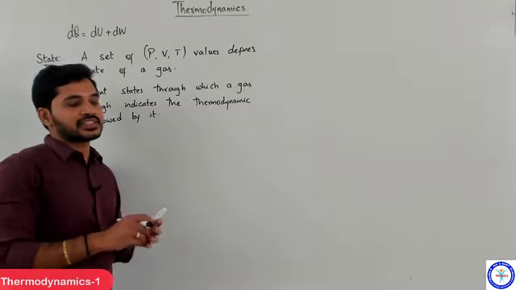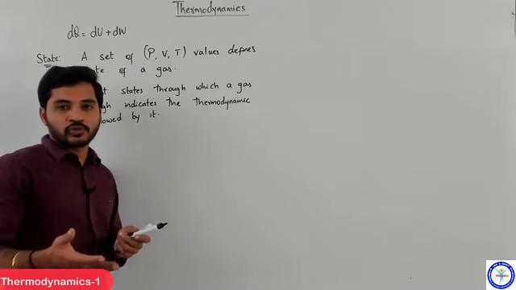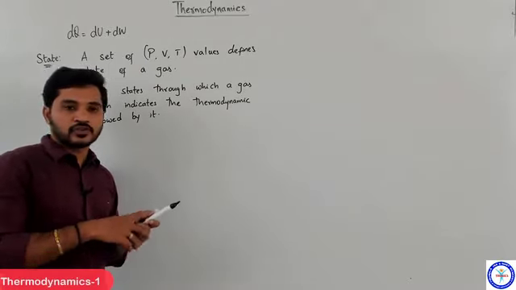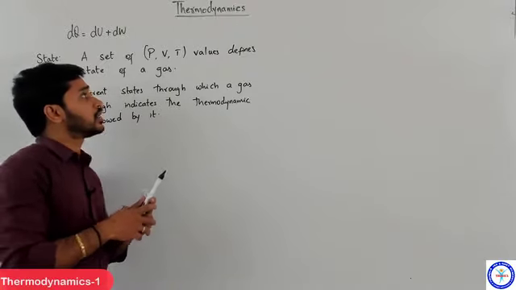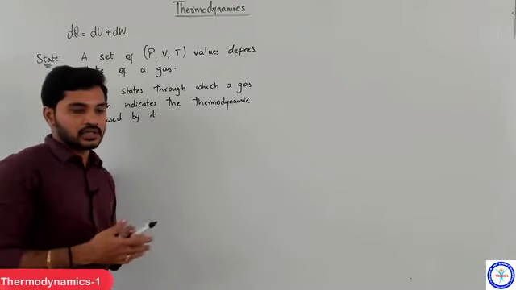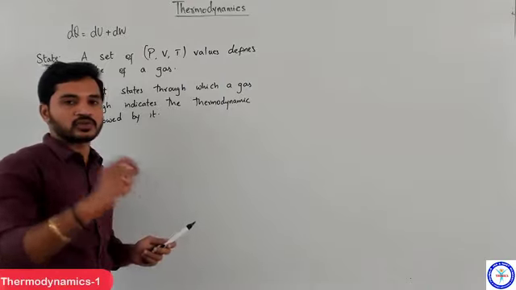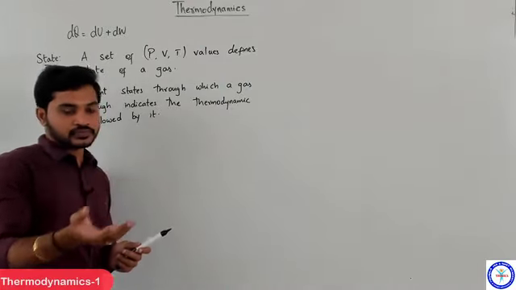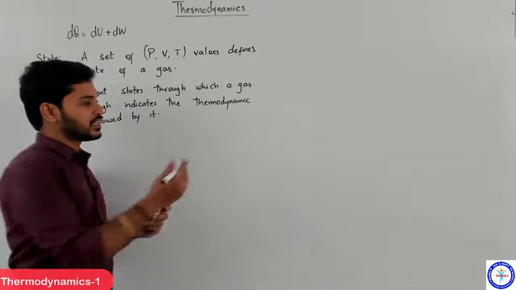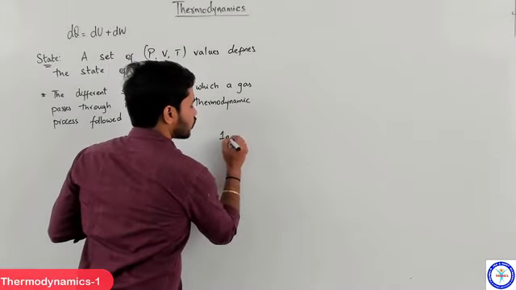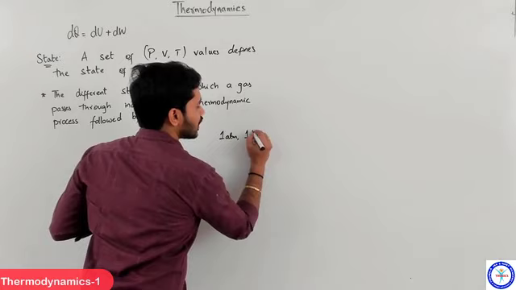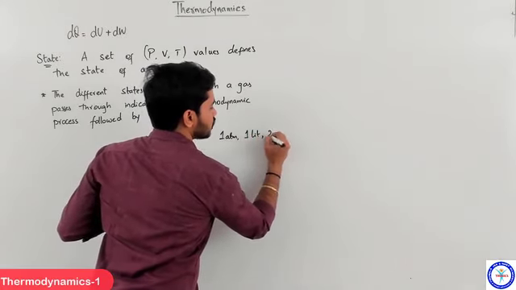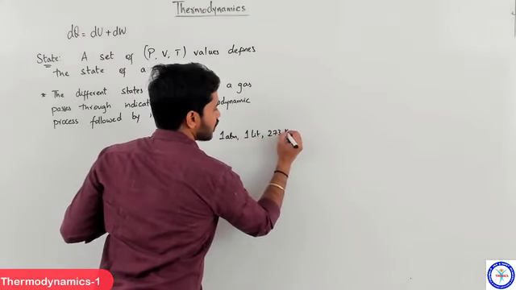For example, let's say we have a pressure of 1 atmosphere, a temperature of 273 Kelvin and a volume of 1 liter. That combination is what we call one state. And from there, let's say the gas changes its state, let's say from 1 atmosphere, 1 liter, 273 Kelvin.